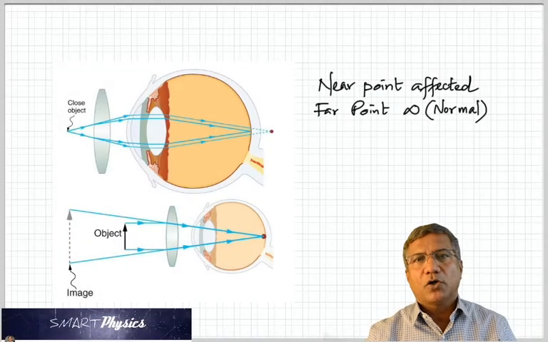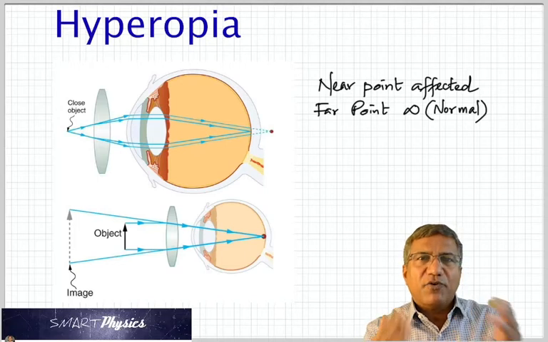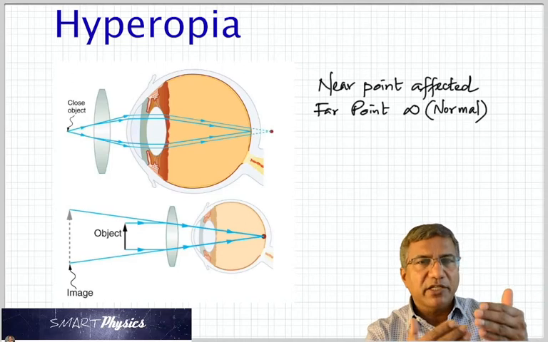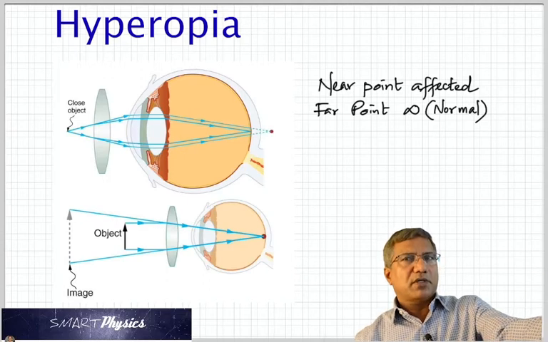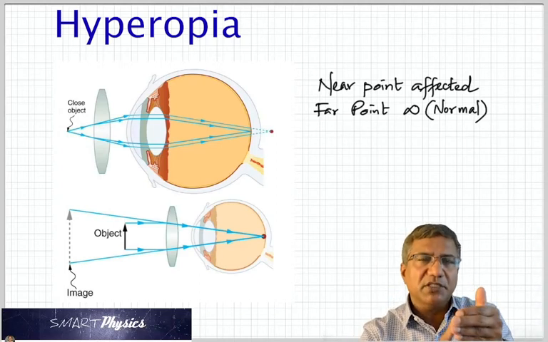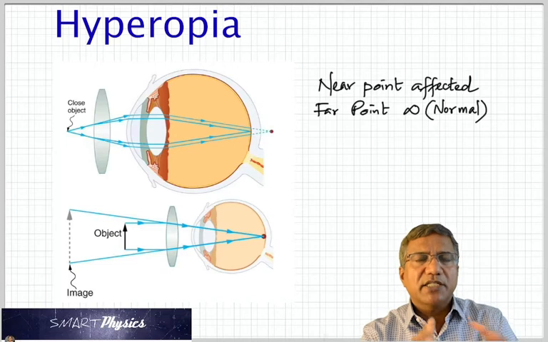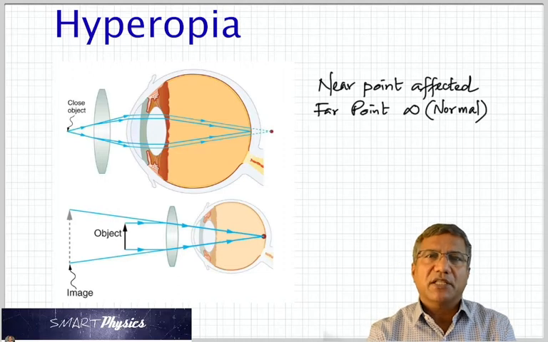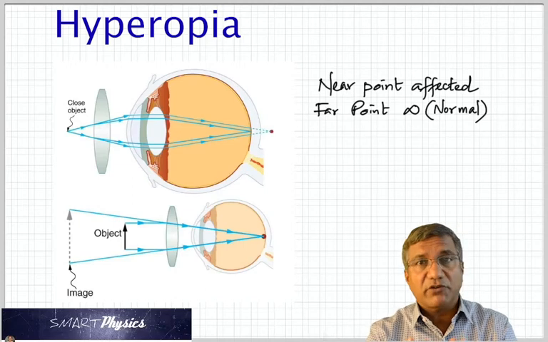Now for hyperopia or farsightedness, what happens is the far point is not affected. The far point is infinity, but it's the near point that is not 25 centimeters. So this person now has to hold the book far away from the eye, because the near point, instead of being 25 centimeters, is now something bigger than 25 centimeters. Okay? And it's corrected using a convex lens, because we're going to see that the power is positive, unlike the last case where the power was negative. So here it's going to be positive.